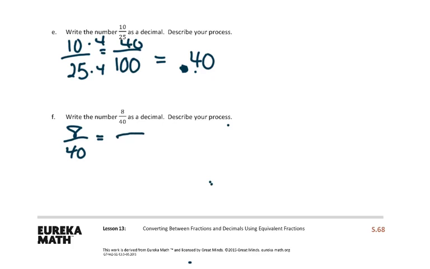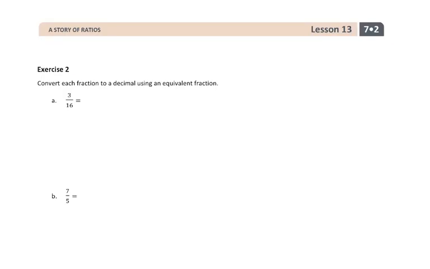We can also try to make this go down to tenths. 40 divided by 4 is 10. 8 divided by 4 is 2. So this could also be 2/10 as a decimal. So these have us converting using an equivalent fraction.